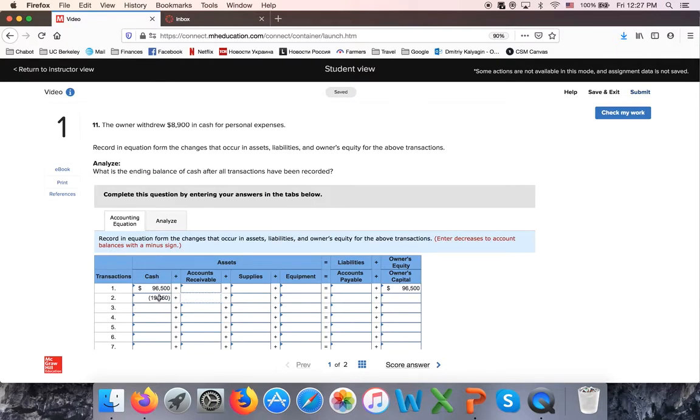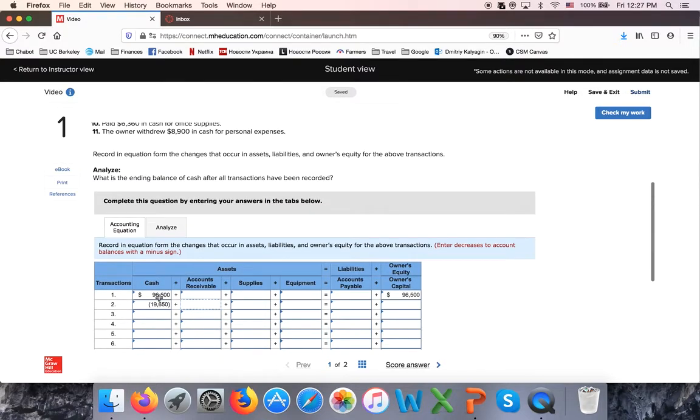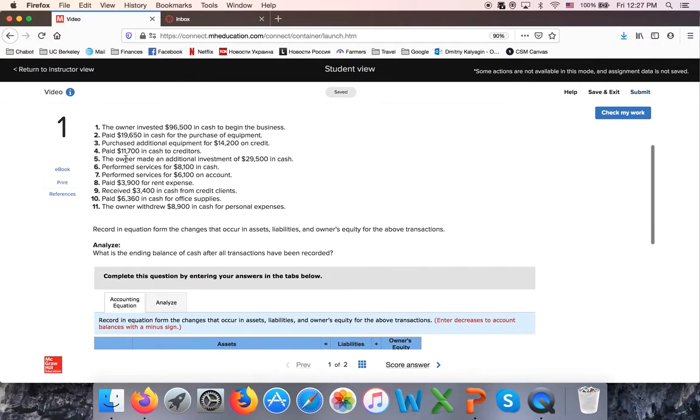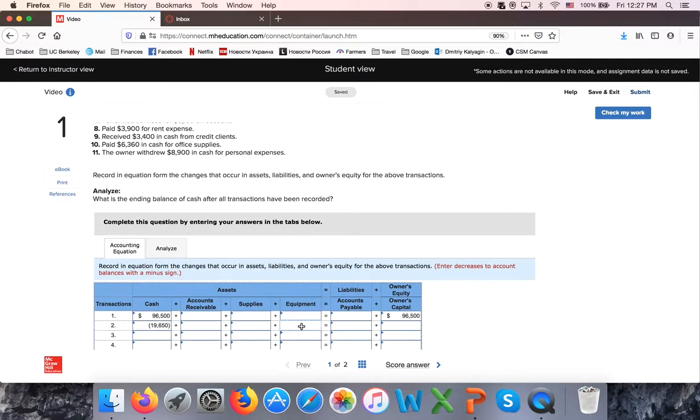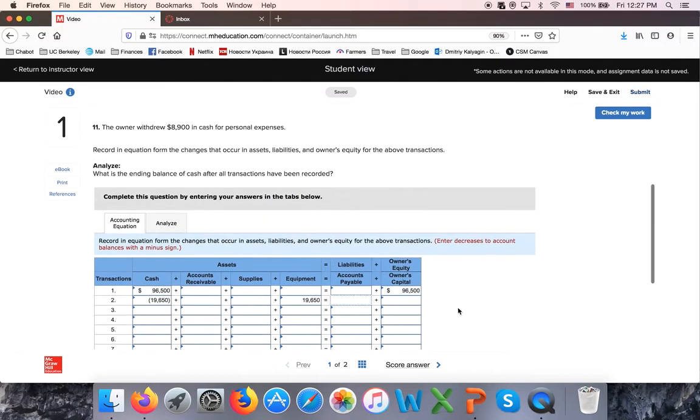But I paid cash. Cash goes down, right? I paid cash. Cash goes down. And I purchased equipment. I have more equipment, so equipment goes up. And that's it. This is not an expense because I haven't used this equipment yet. And look what happens. One asset is down and another asset is up. So what's the change to total assets?